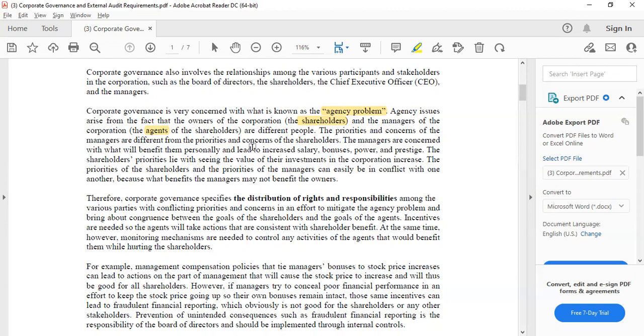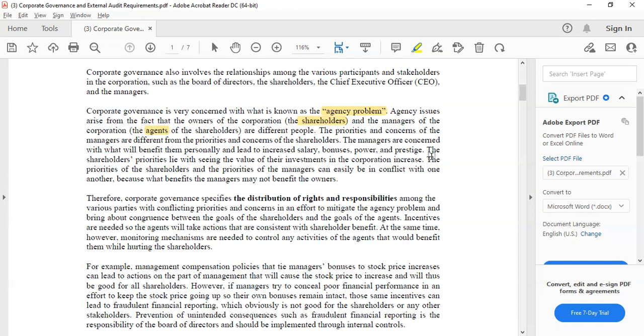So since the managers, as I have mentioned, are mere employees, what is the concern of employees? The main concern of employees is their benefits, right? So for example, their increased salary, bonuses, their power to control some parts of the organization, and the prestige as well, being the manager. The shareholders, their priorities lie with seeing the value of their investments in the corporation increase. So their main concerns are different.